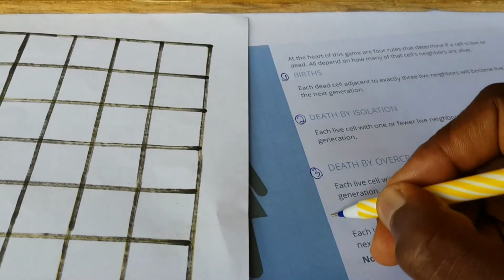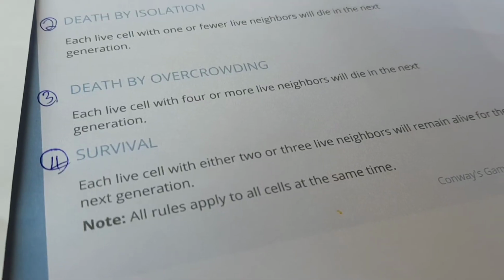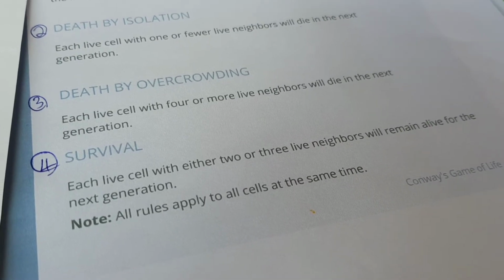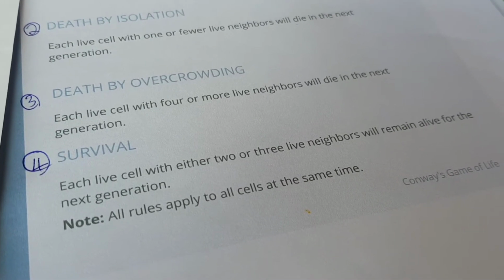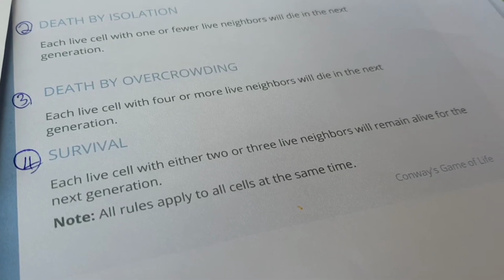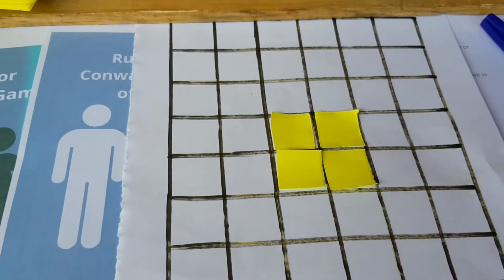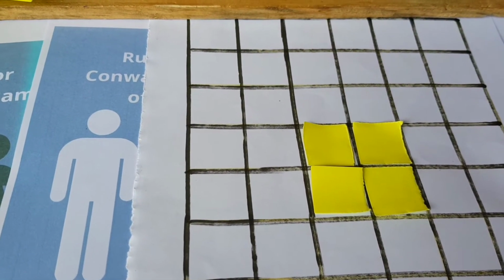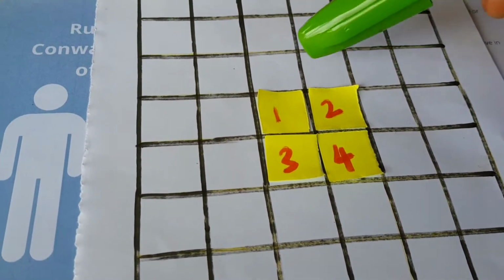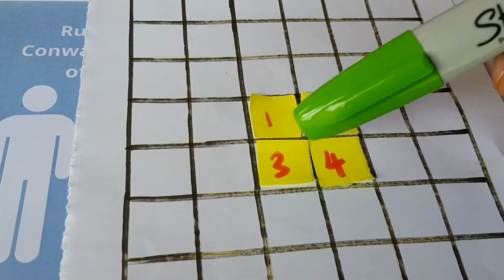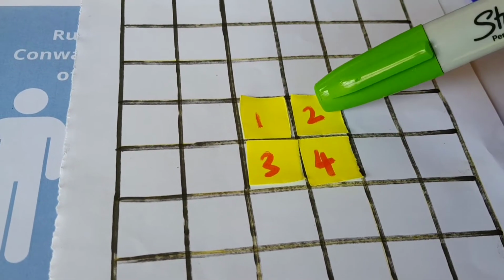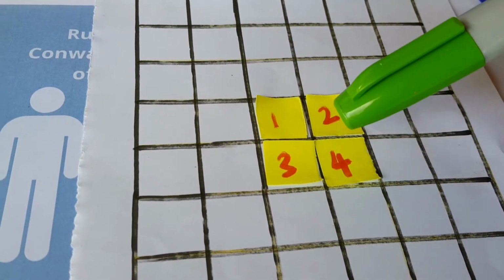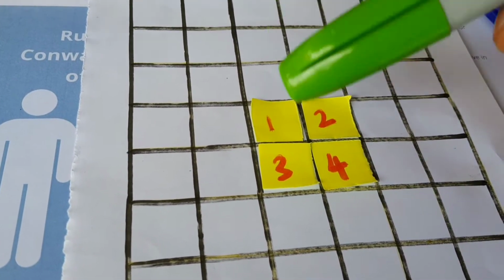And here is the 4th rule, survival. This rule states that each live cell with either 2 or 3 live neighbors will remain alive for the next generation. For example, this configuration. In this configuration, each cell has 3 live neighbors. Cell 1 here has cells 2, 3, and 4 as neighbors. Cell 2 here has cells 1, 3, and 4 as neighbors. Same with cell 4, with cells 3, 1, and 2, and same with cell 3.